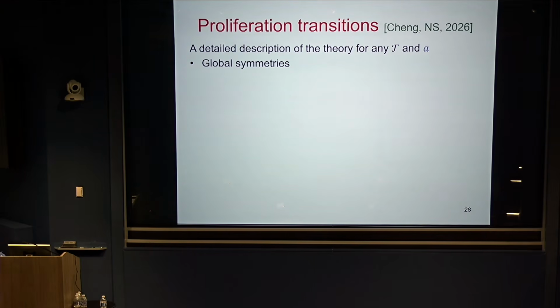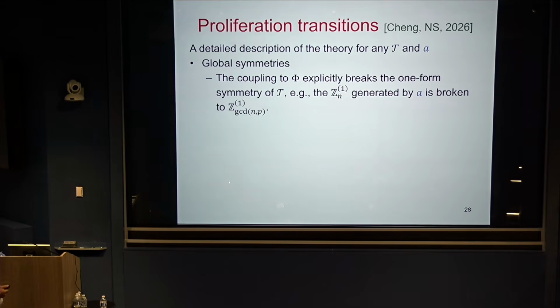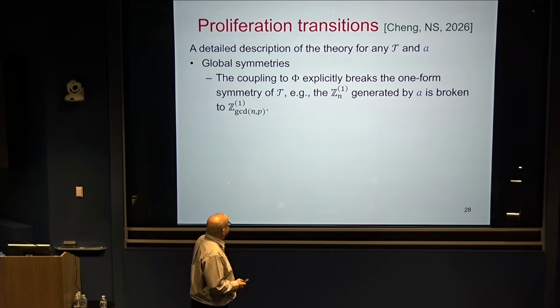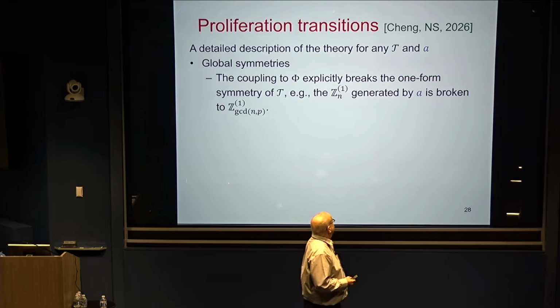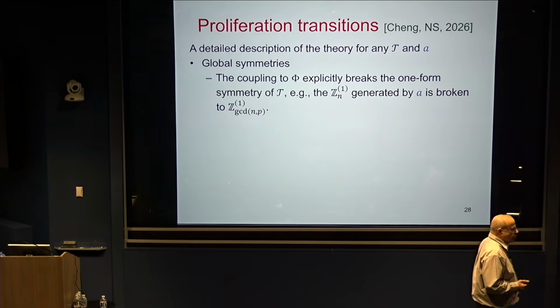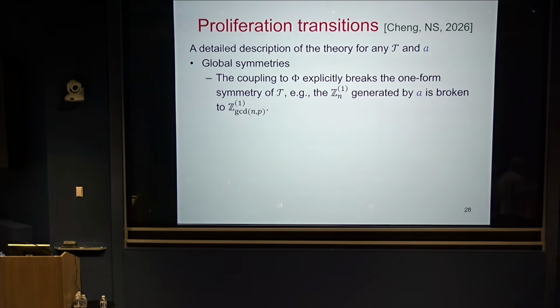So first of all, the global symmetries. The coupling to phi breaks some of the one-form symmetry of the TQFT. So we have a smaller subgroup, a smaller one-form symmetry. And since A, the abelian anyon A, might have self-braiding, the Zn one-form symmetry that is the hero of the story is explicitly broken to a subgroup. This is number 1. So there's some GCD of N and P.